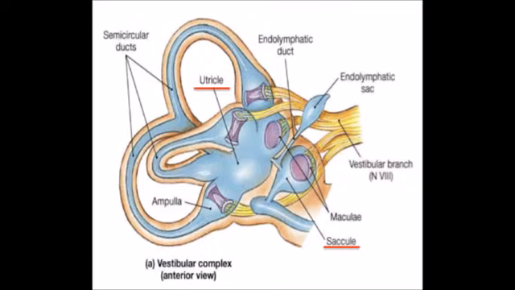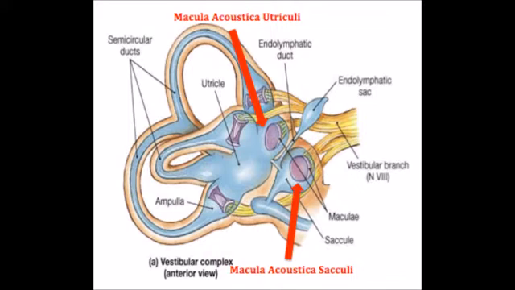Surrounded in perilymph within the vestibular portion of the inner ear are the utricle and the slightly smaller saccule. These membranous sacs are also filled with a fluid called endolymph. The utricle and saccule each have an end organ responsible for balance. For the utricle, this is the macula acoustica utriculi, and for the saccule, it's called the macula acoustica sacculi.